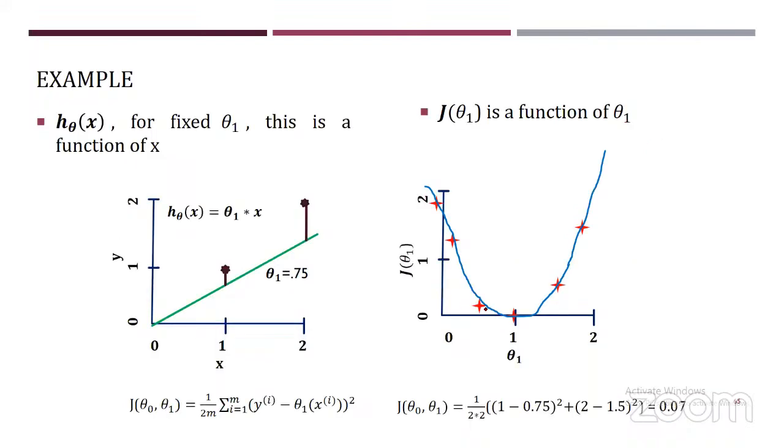For different values of your theta, you are going to get different values of your cost. So the selection of your theta matters. It is going to change the placement of the line, which changes your calculated value, and as it changes your calculated value, it is also going to affect your cost. So the selection of your thetas is important.